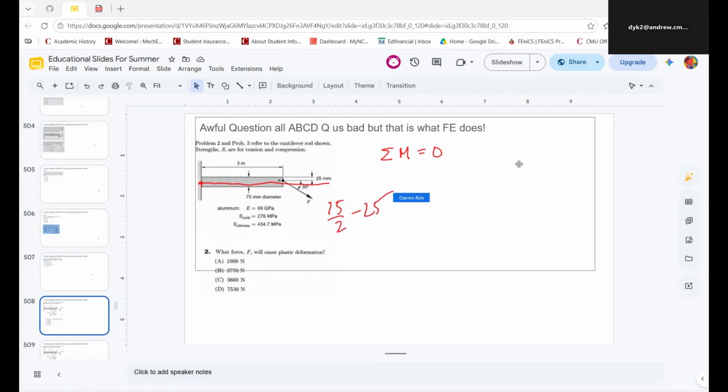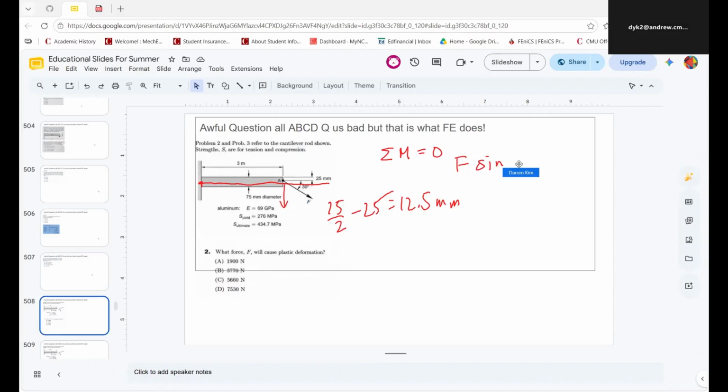Grab your calculator and put that in here. So 75 divided by 2 minus 25 equals about 12.5 millimeters. That's going to be one of the rotation vectors. With that said, we can do what we call close to this one.